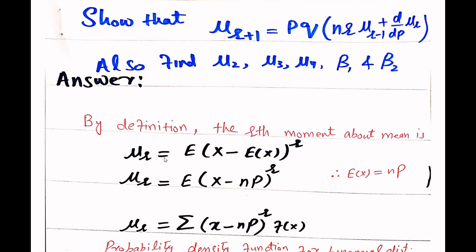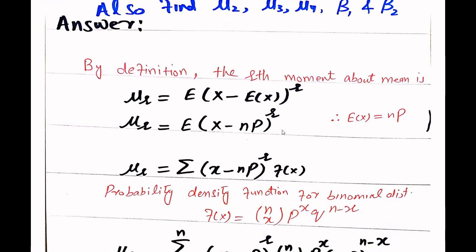Mu r is equal to expected value of x minus expected value of x whole power r. As you know, expected value of x is the mean of the distribution. So the mean of binomial distribution is np. Expected value of x is equal to np. Put the value of expected value of x in this equation. We have expected value of x minus np whole power r.